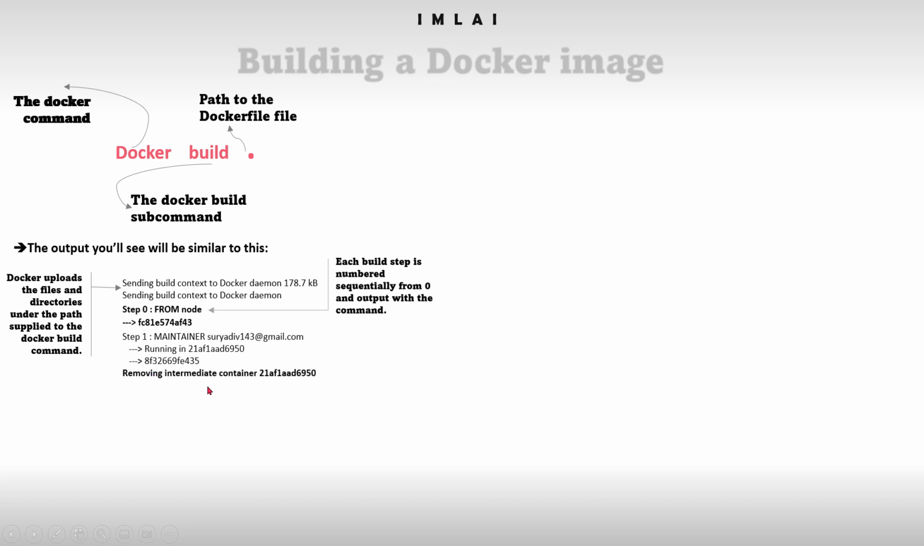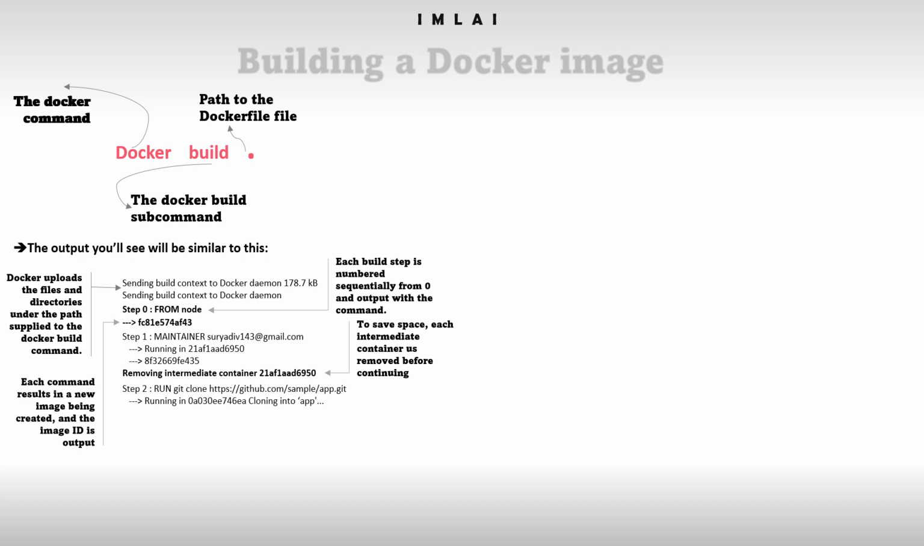And then maintainer. Each command results in a new image being created and the image ID output. To save space, sometimes you will find this "removing intermediate container" information. What does it mean? To save space, each intermediate container will be removed before continuing to the next step that you have mentioned inside the Dockerfile.